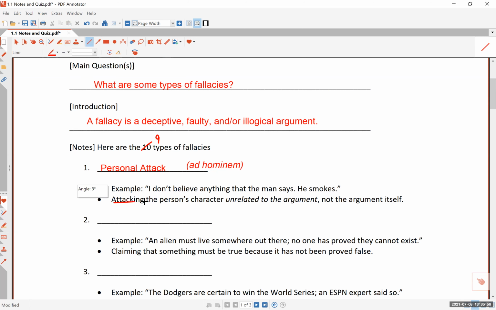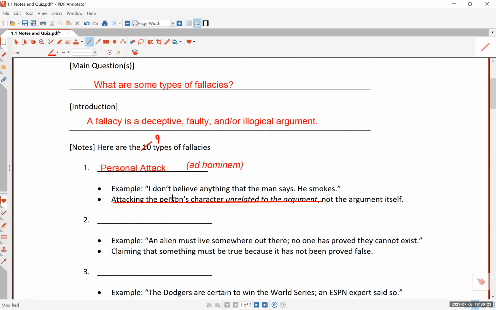Okay, it is an attack, but not like saying, hey, you're stupid. That's not a personal attack. I mean, it is a personal attack, but when we talk about personal attack or ad hominem as a type of fallacy, we are making a specific reference to attacking the person's character, not related to the argument. So you dismiss somebody's argument just because the person has a character flaw. That is called a personal attack.